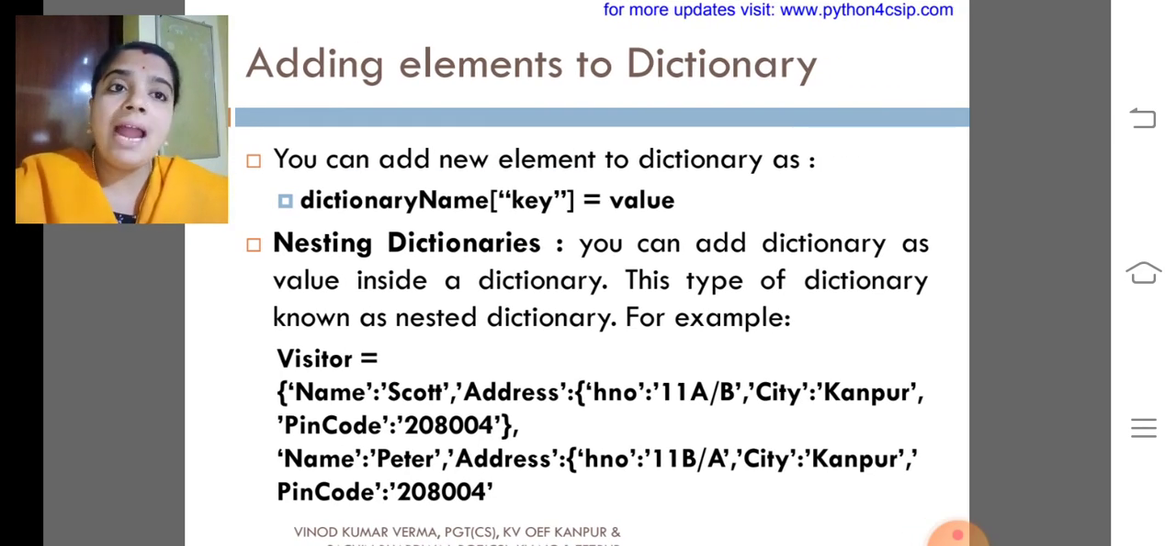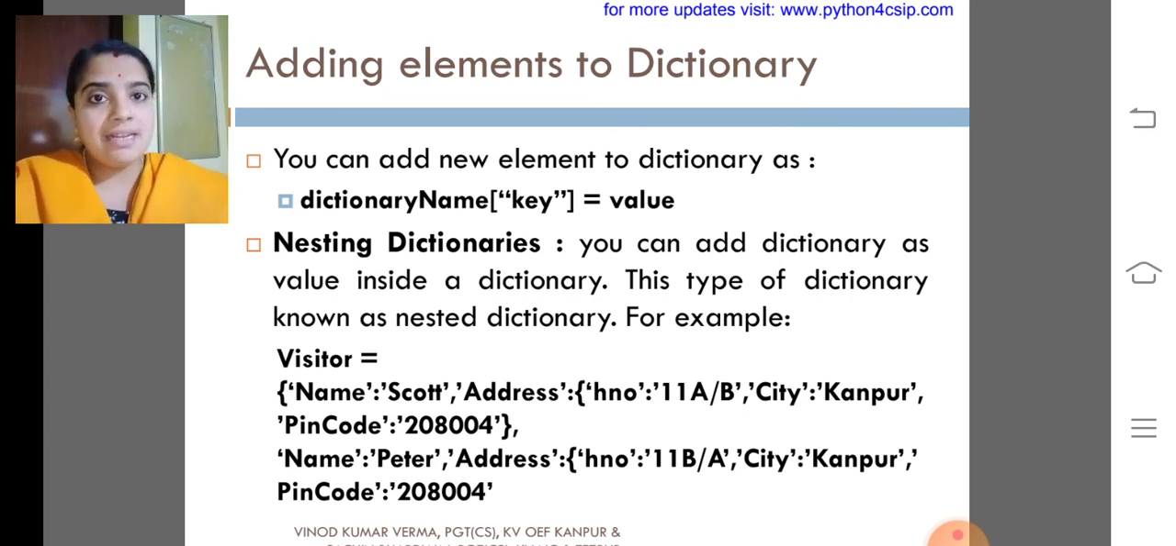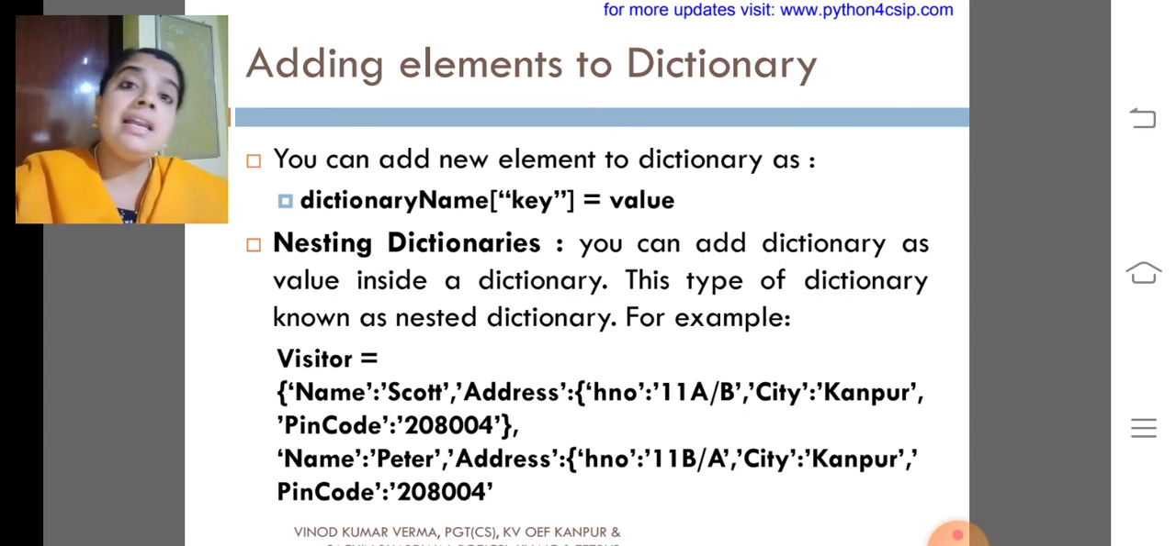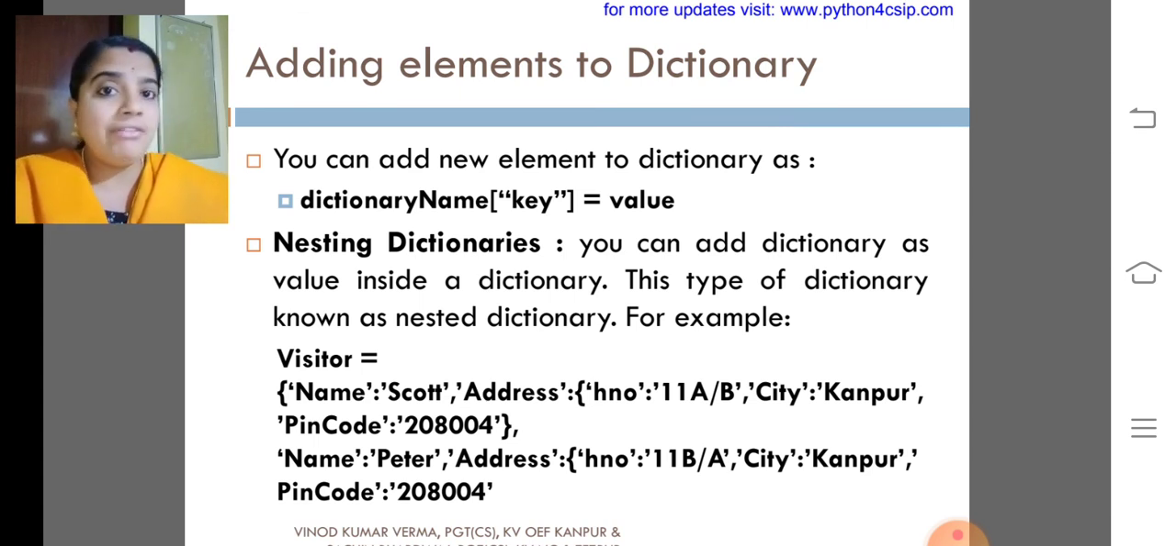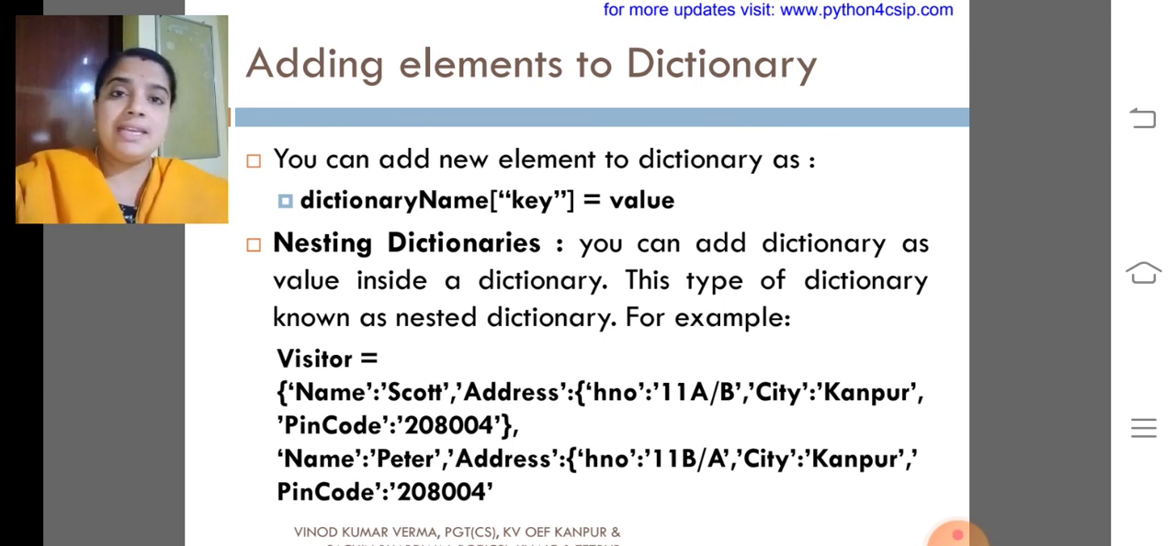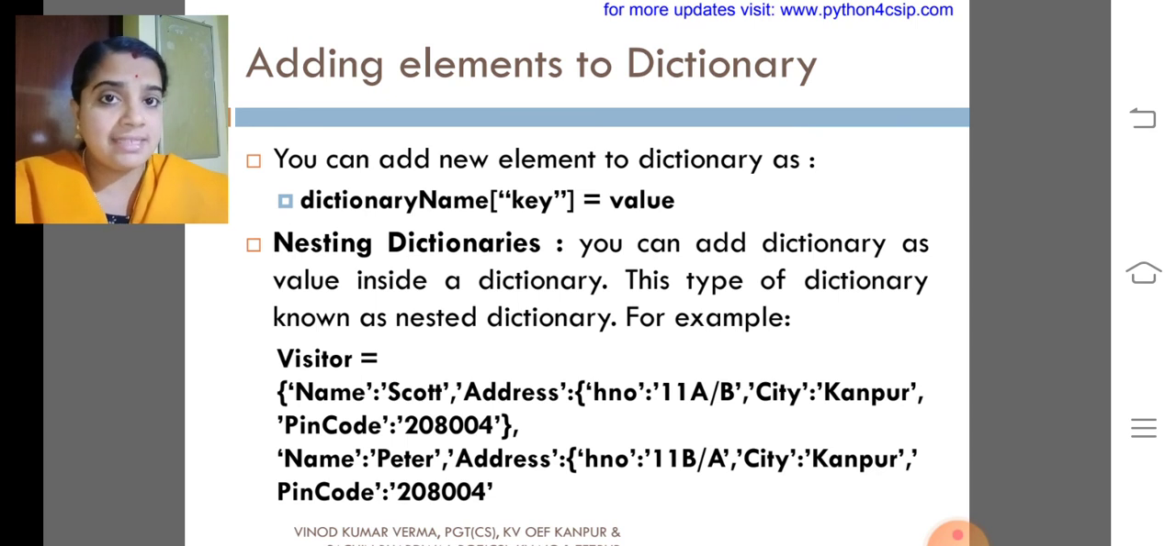Then how to add an element to a dictionary? Using the key again. Dictionary name of key is equal to value. Then we discussed nesting. What do you mean by nesting? What do you mean by a nested list? A list within a list. Here, a dictionary within a key of another dictionary is known as a nested dictionary.